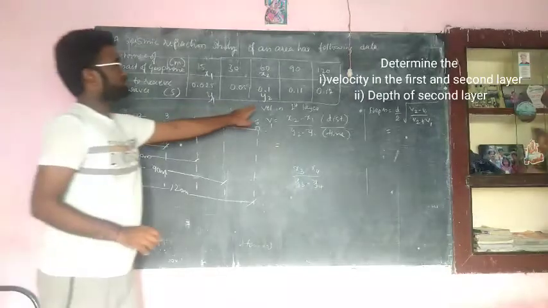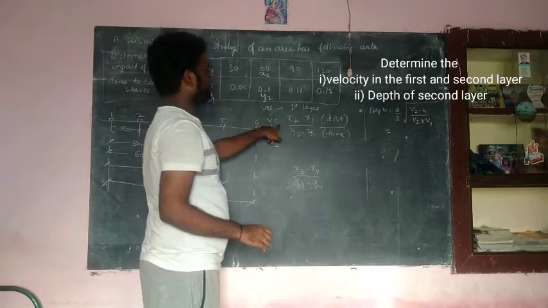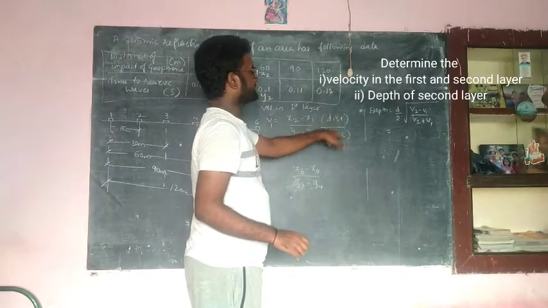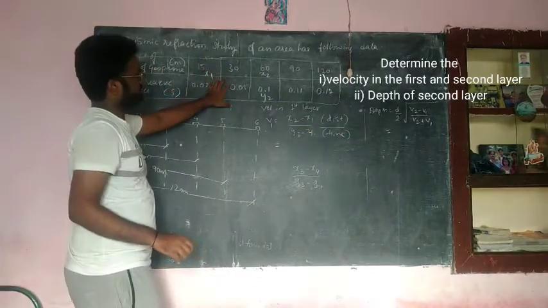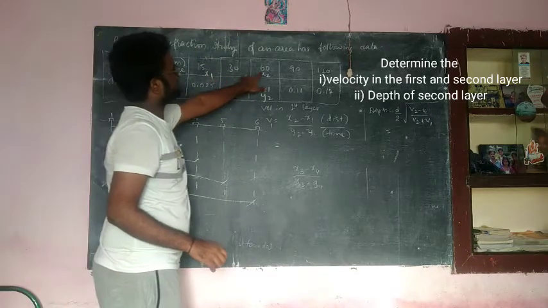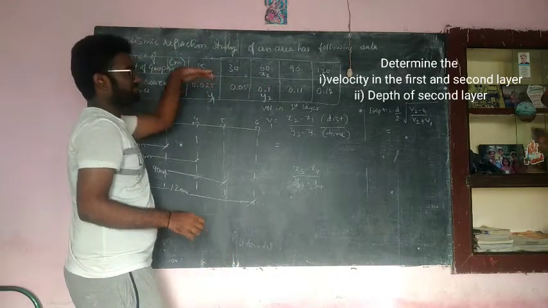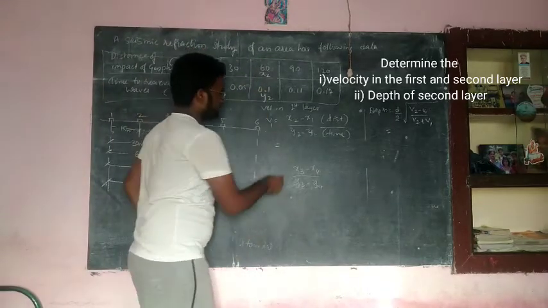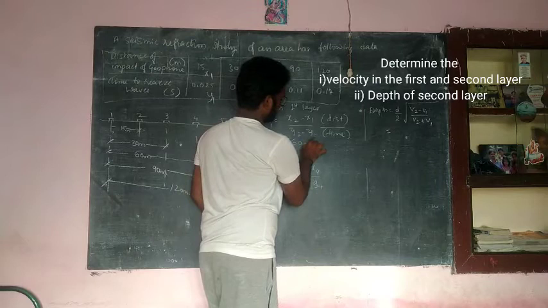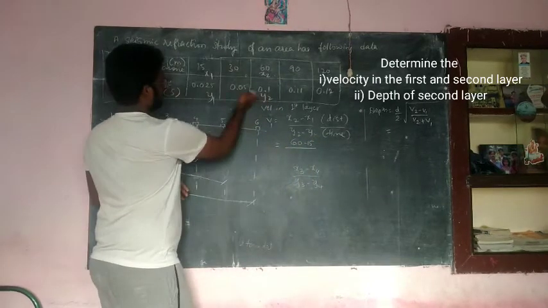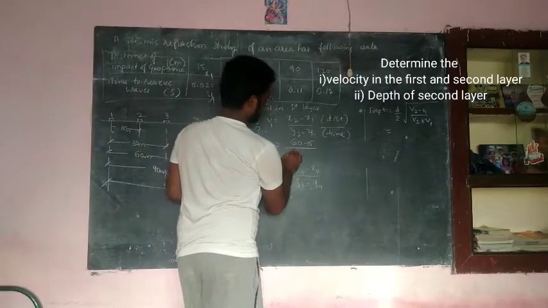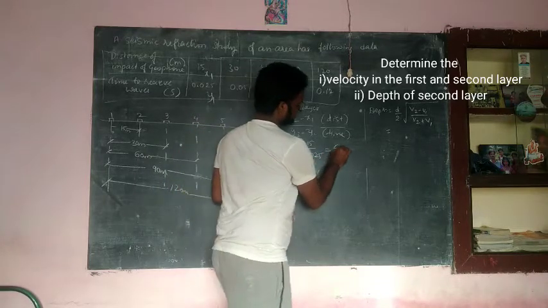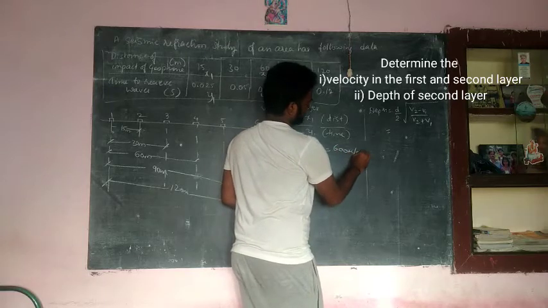In order to find the velocity in the first layer, we have the formula V1 is equal to (x2 minus x1) divided by (y2 minus y1), that is distance upon time. Distance is this one and the time is this one. If this is x2, let us consider this as x1. We can take any random value. So in the first layer, let us take it: (60 minus 15) upon (0.1 minus 0.025). The value is 600 meter per second.